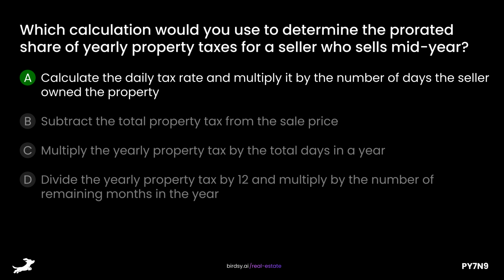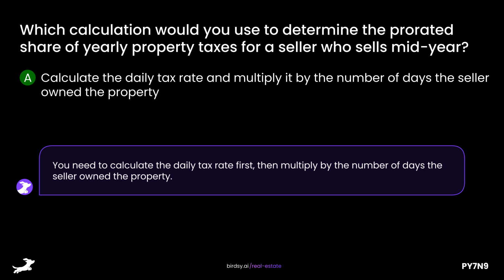The answer is A, calculate the daily tax rate and multiply it by the number of days the seller owned the property. You need to calculate the daily tax rate first, then multiply by the number of days the seller owned the property.